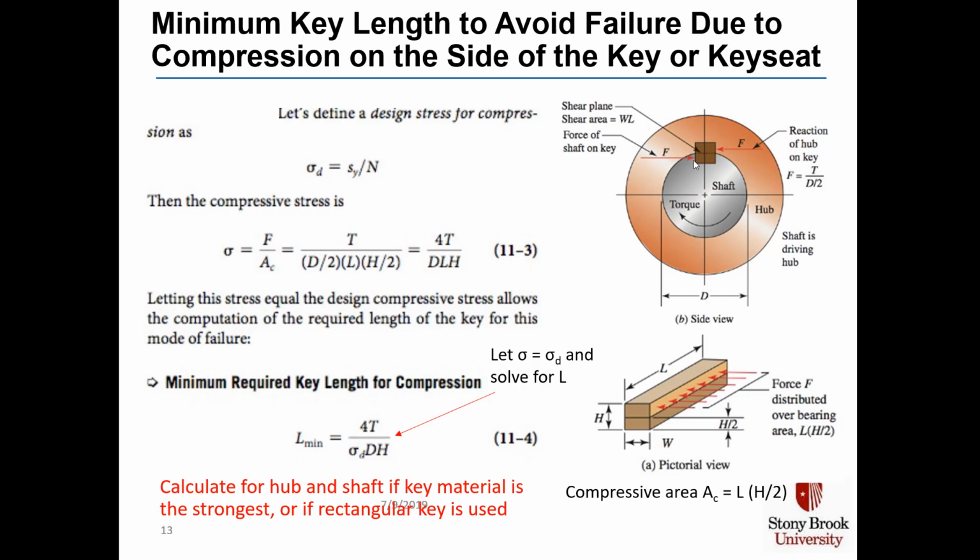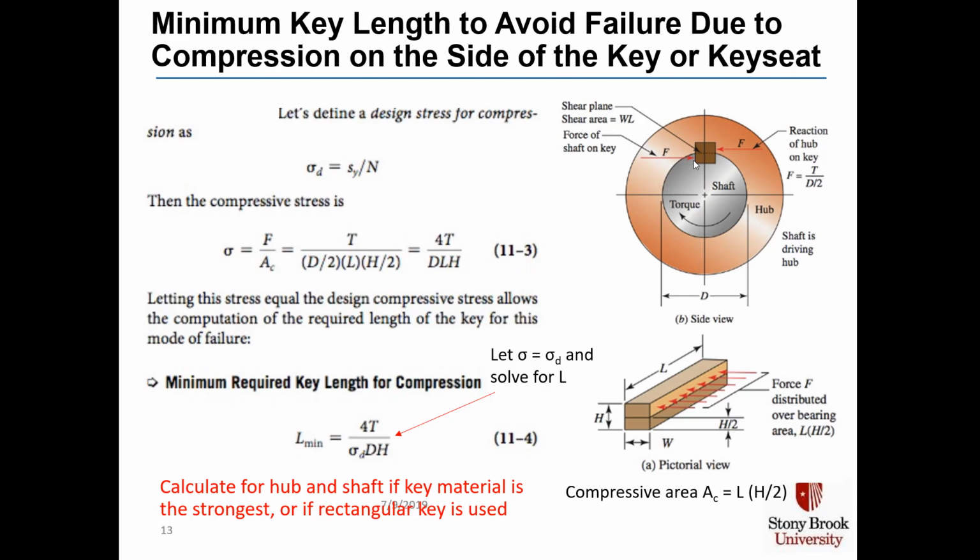And then the compressive stress is sigma equals F divided by A sub C, which works out to 4 times the torque divided by the diameter of the shaft times the length of the key times the height of the key. And if we let sigma equal sigma sub d, we get that the minimum key length for compressive loads is 4 times the torque divided by the design stress times the diameter of the shaft times the height of the key.